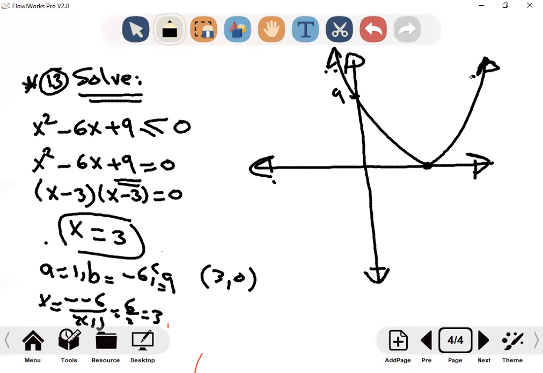But do we have any value for x that makes this curve negative? No, all of it is above the x-axis. So what's the solution of this inequality here? Only one solution, which is x equal 3 only. Only this x makes this correct. Put 3 here. 3 power 2 is 9, minus 18, minus 9, minus 9 plus 9, 0. Is 0 less than or equal 0? Yes. That's it.